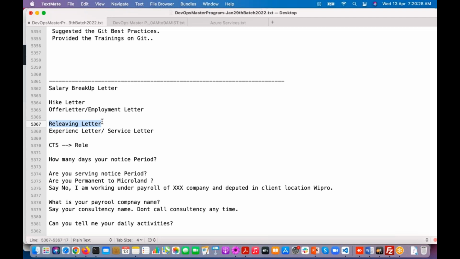Even when I was joining one organization, one guy was supposed to join that day. He came for joining formalities, and they said, no, we are not going to allow you to join. Once you bring the relieving letter or experience letter, then we'll allow you to join this organization. Like that they said.